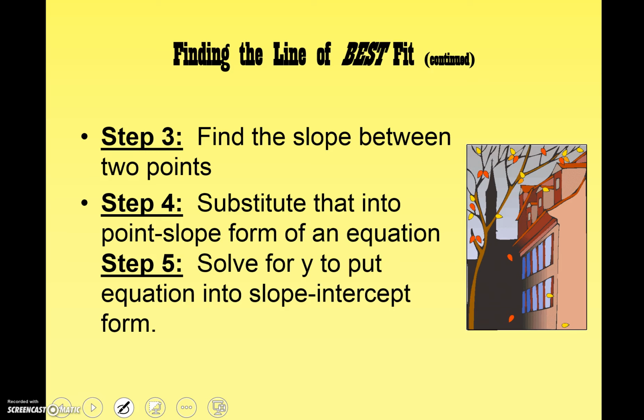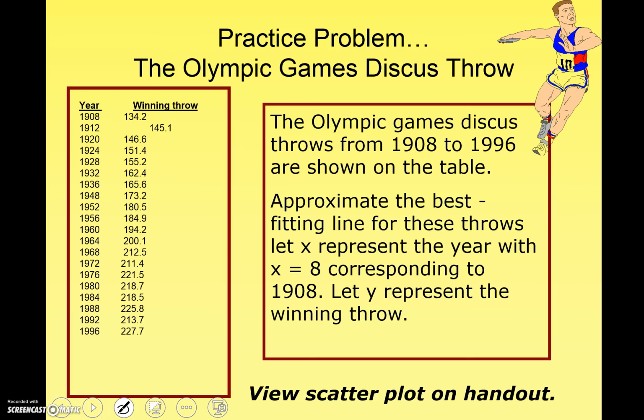Then from there, we're going to substitute the slope and one of the points into the point slope form of an equation of a line. And then we're going to manipulate the equation and solve for y to put it into slope-intercept form. So let's take a look at an example.